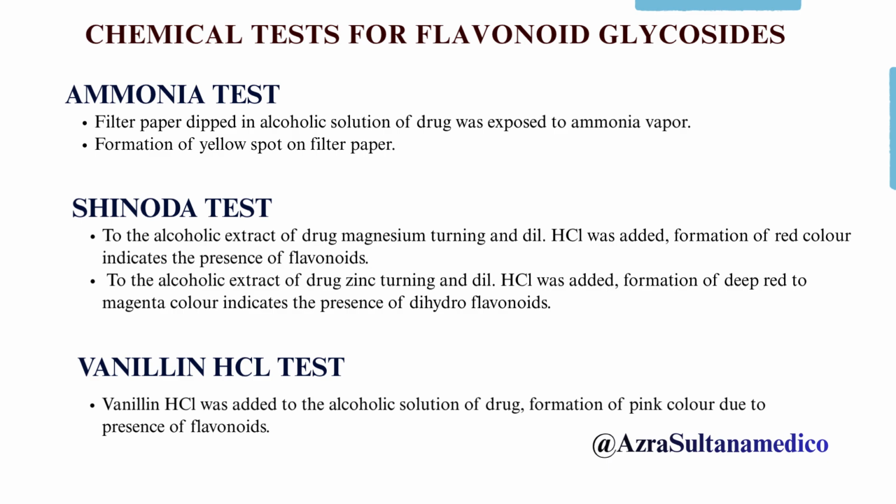Chemical tests for flavonoid glycosides. Ammonia test. Filter paper dipped in alcoholic solution of drug was exposed to ammonia vapor. Formation of yellow spot on filter paper. Shinoda test. To the alcoholic extract of drug, magnesium turnings in dilute HCl were added. Formation of red color indicates the presence of flavonoids. To the alcoholic extract of drug, zinc turnings in dilute HCl were added. Formation of deep red to magenta color indicates the presence of dihydroflavonoids. Vanillin HCl test. Vanillin HCl was added to the alcoholic solution of drug. Formation of pink color is due to presence of flavonoids.